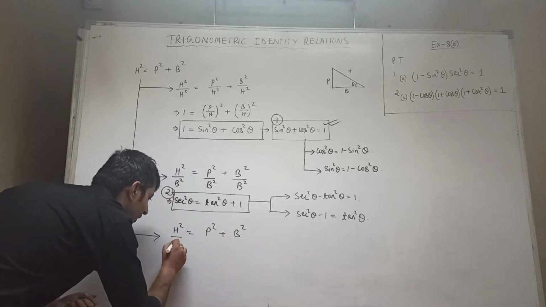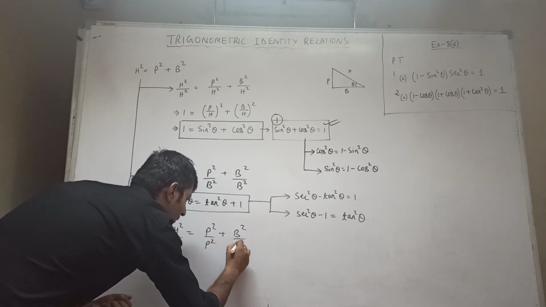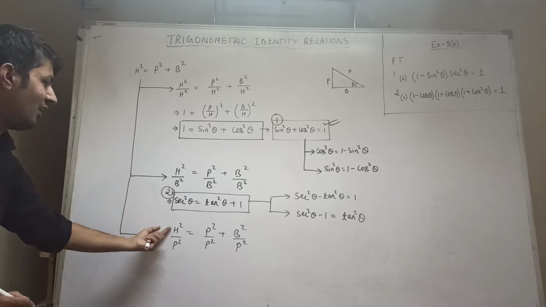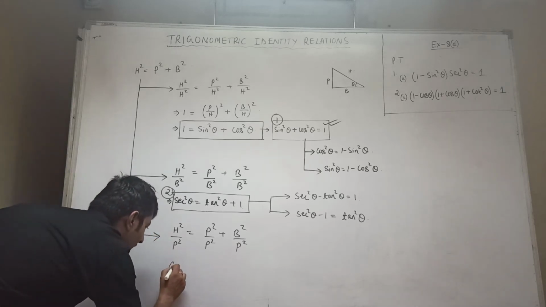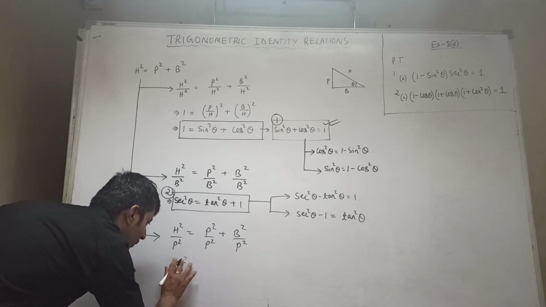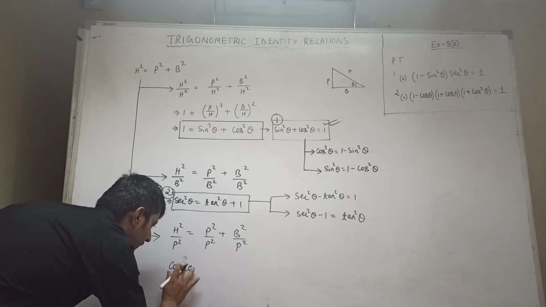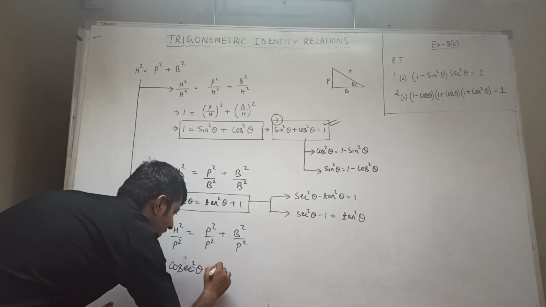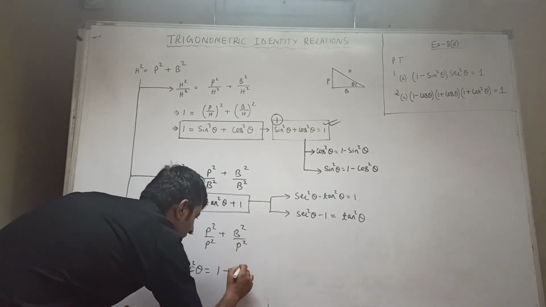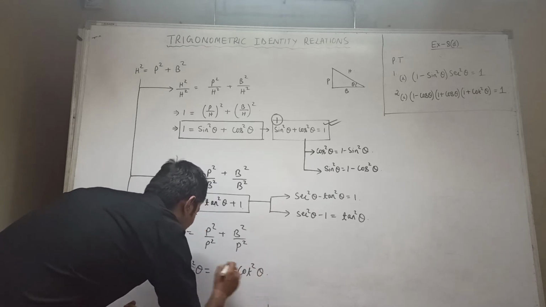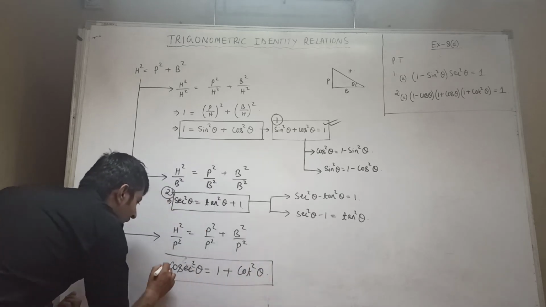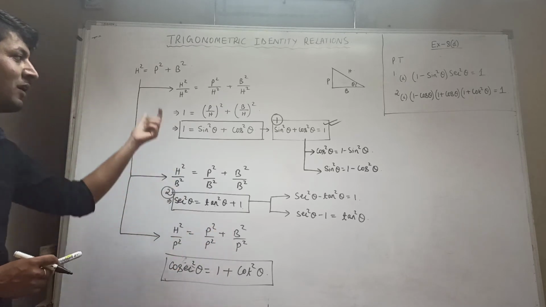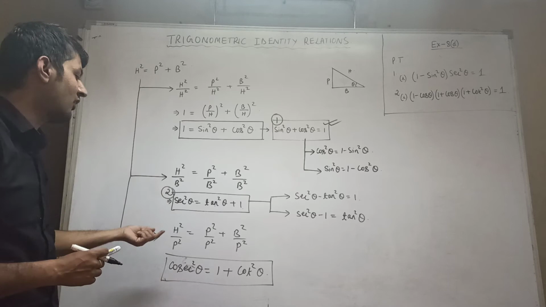You divide by p square. So when you divide by p square, what are you going to get? What is h by p? H by p means cosec. So it will become cosec square theta is equal to p square by p square is 1, plus this will become cot square theta. Because you won't be having any problem related to this. What is b by p? What is h by p? Because I have already discussed in my last video.